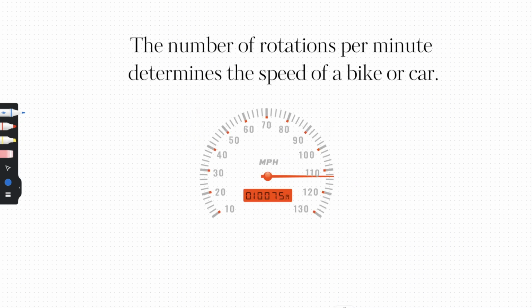So the number of rotations per minute determines the speed of a bike or a car. I'm sure you've been in a car before where you notice the speed odometer, right? So circumference and pi are used to determine just how fast a car or even a bike is going.